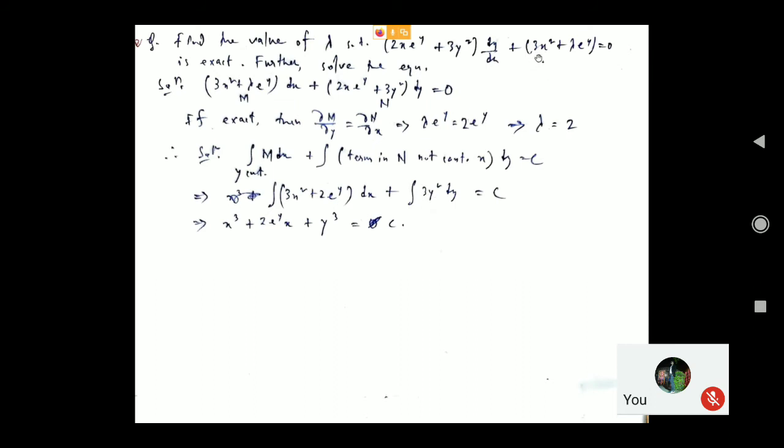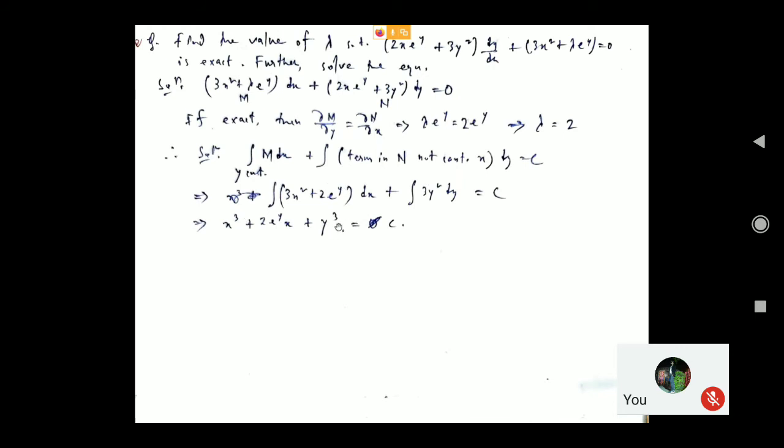Lambda e to the power y, and lambda we have already got as 2. So it will be 2 e to the power y that you will integrate. So not 3y square, you will integrate 2 e to the power y. And after that you will have the solution.